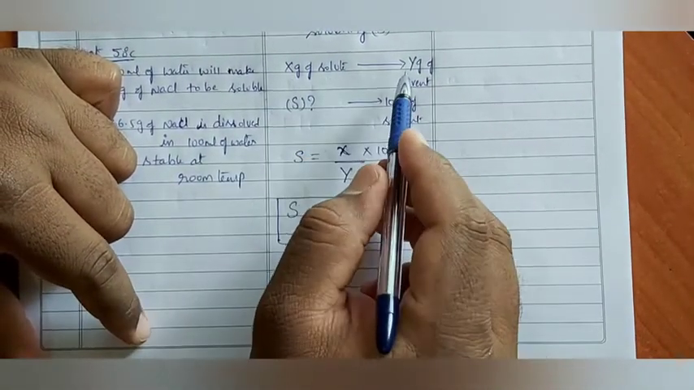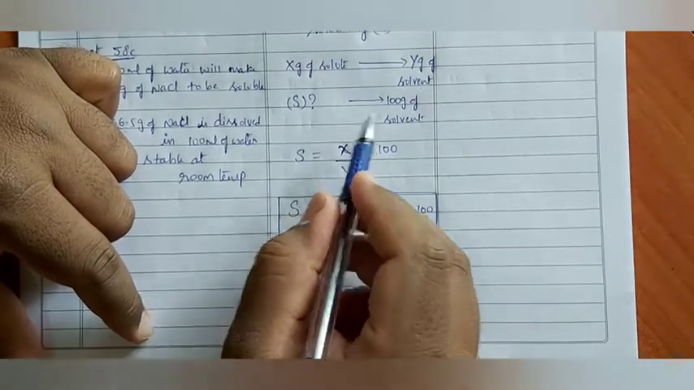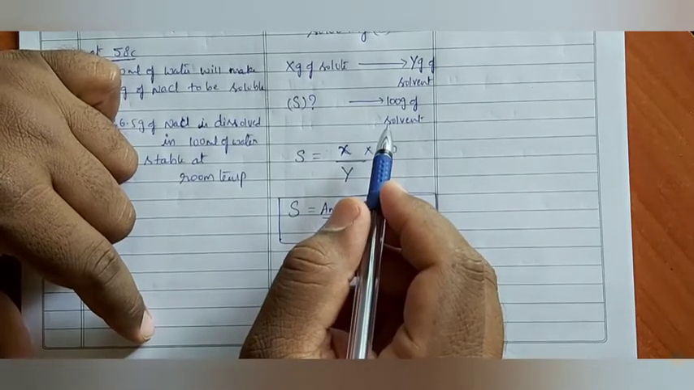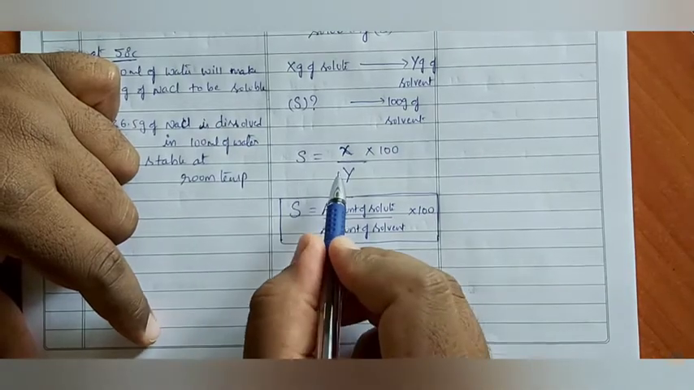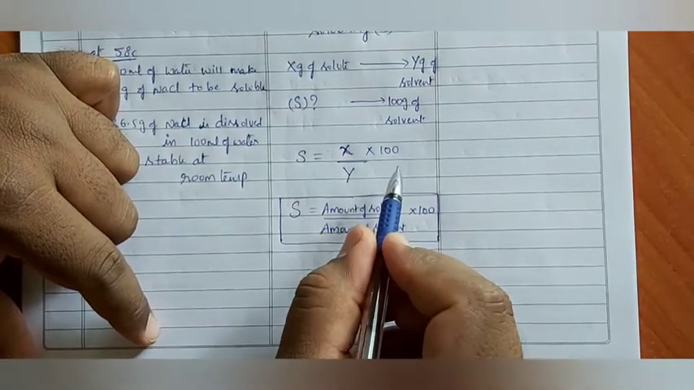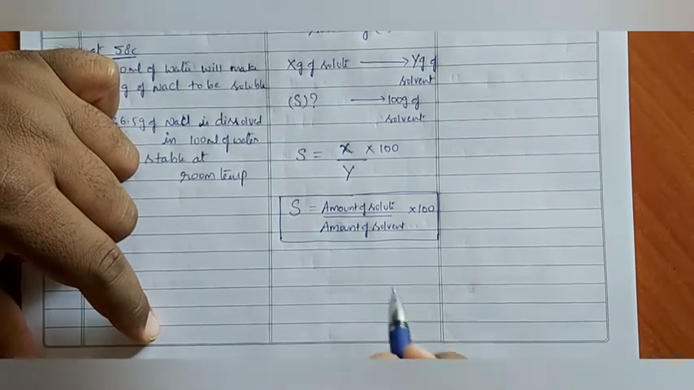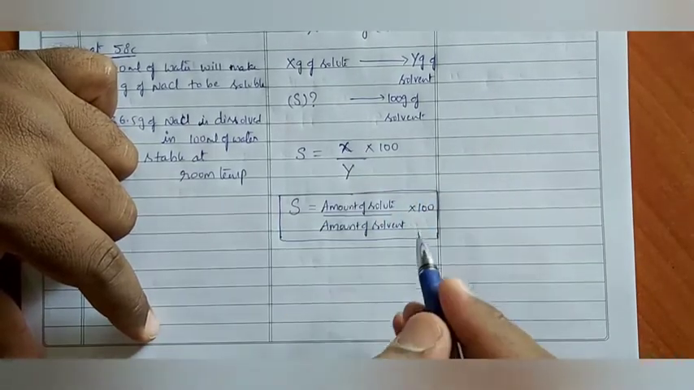X grams of solute is dissolved in Y grams of solvent. How much amount of solute is dissolved in 100 grams of solvent? That is called solubility S. Therefore, solubility S is equal to X by Y into 100, which is amount of solute by amount of solvent into 100. This is the formula for solubility.